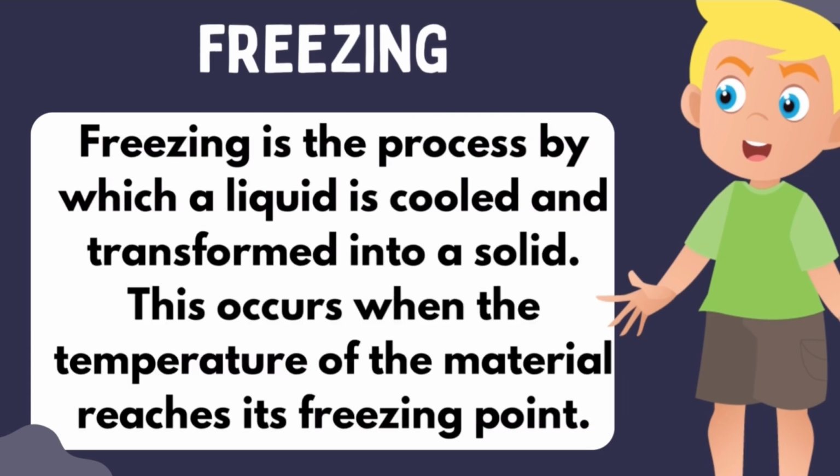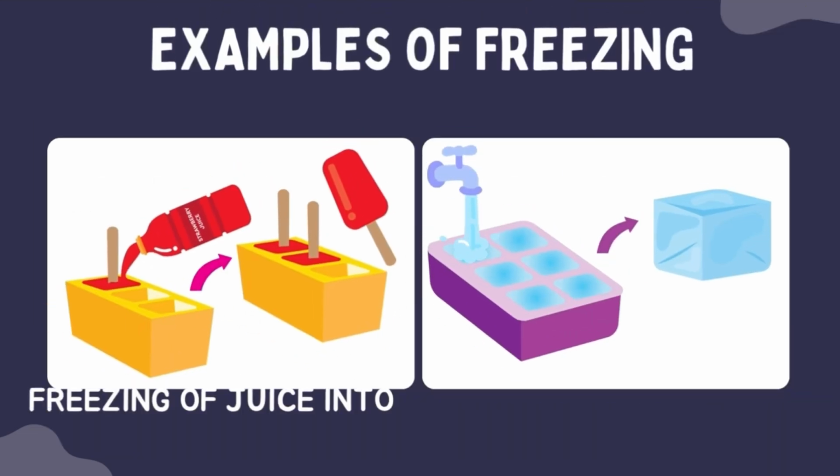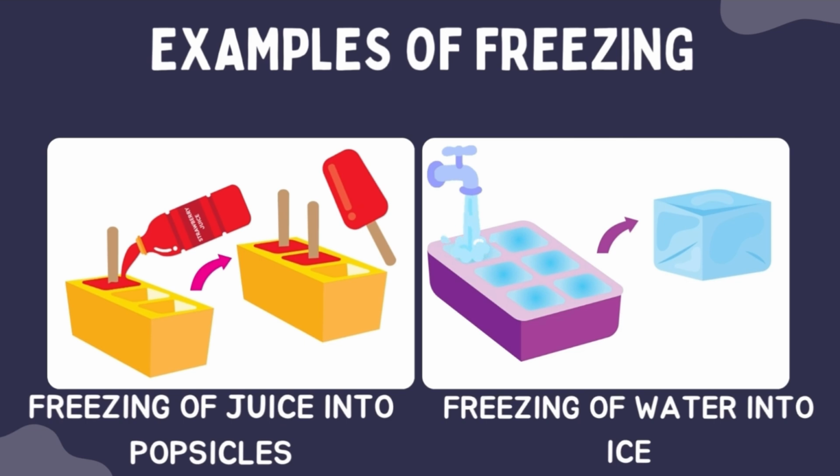Freezing. Freezing is the process by which a liquid is cooled and transformed into a solid. This occurs when the temperature of the material reaches its freezing point. Examples of freezing: freezing of juice into popsicles, freezing of water into ice.